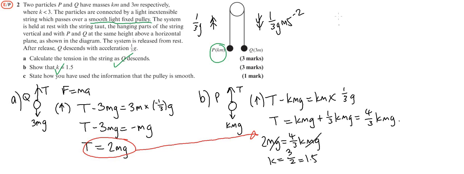Now all we're left with is C, and C says state how you've used the information the pulley is smooth. Okay, so if the pulley is smooth, then the acceleration of P equals the acceleration of Q. It basically means as that one goes down, it pulls that one up. And they're going to move at the same speed because the pulley doesn't interfere. The pulley lets the string move freely. So the acceleration of these two are matched.